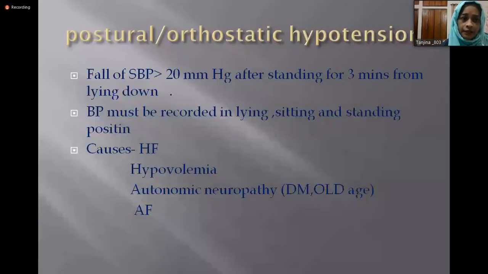Another terminology is postural or orthostatic hypotension. Fall of systolic blood pressure more than 20 millimeter mercury after standing for 3 minutes from lying down. And heart failure and hypovolemia are the most common causes of postural hypotension.